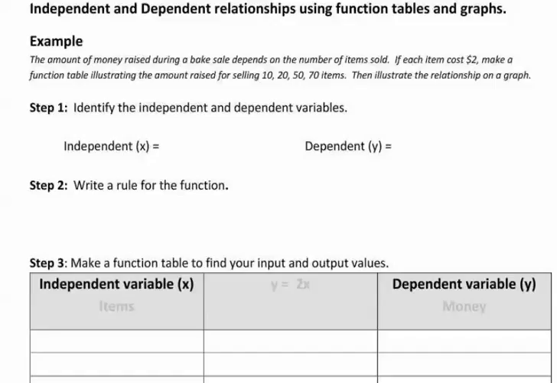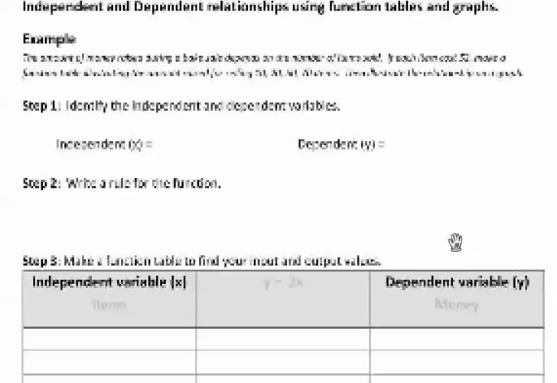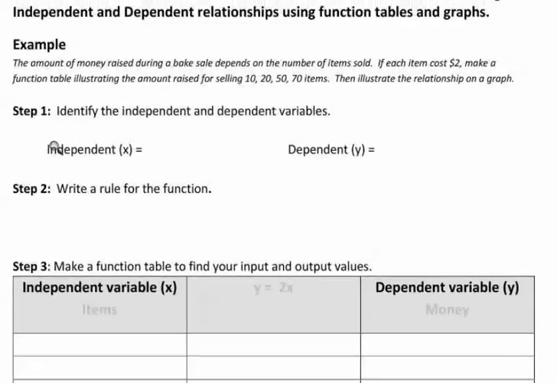Let's talk about independent and dependent relationships using function tables and graphs. For example, the amount of money raised during a bake sale depends on the number of items sold. If each item costs $2, make a function table that illustrates the amount raised for selling 10, 20, 50, or 70 items. Then illustrate the relationship on the graph. Step 1, identify the independent and dependent variables. So independent is the items sold, and then dependent is the money made.